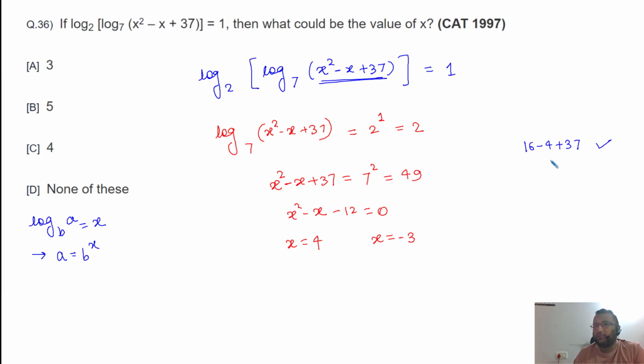So put x is equal to minus 3, bracket square is 9, minus 3 is plus 3, plus 37. This is also possible. So x is equal to 4 and x is equal to minus 3, both values are possible over here. So the question is, what could be the value of x? The answer to this question is option C, that is 4.